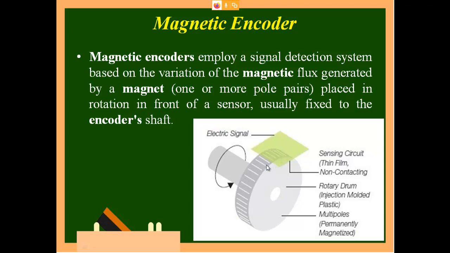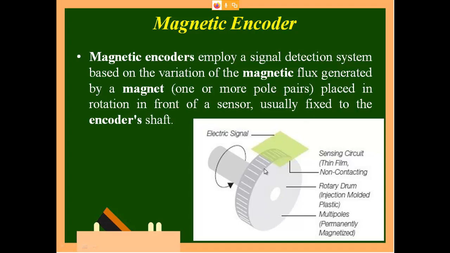Based upon this magnetic field, we all know that there are lines of force from north pole to south pole. Similarly, here magnetic lines flow. The magnetic lines are read by the sensor and a corresponding electrical signal is generated. That is what a magnetic encoder is. So it employs a signal detection system based on the variation of magnetic flux.